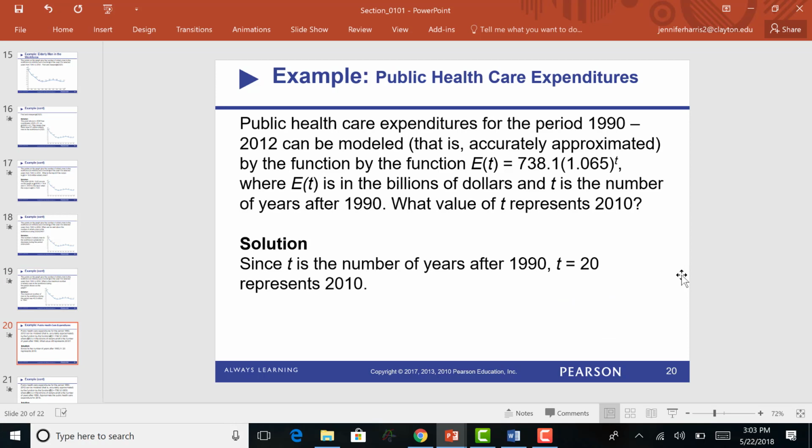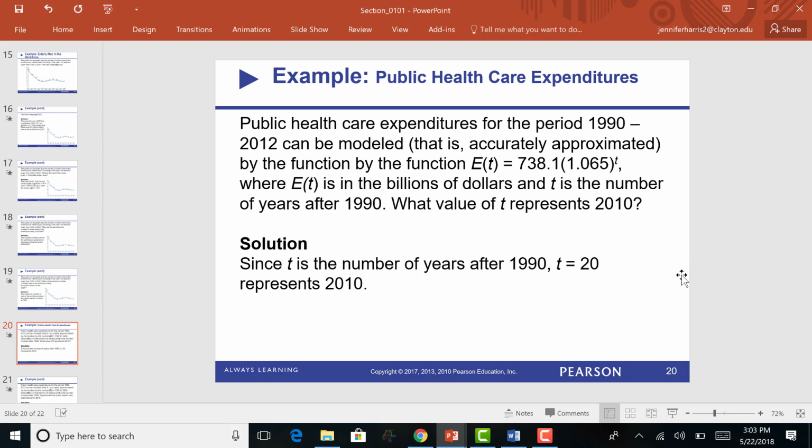All right, I think I got the last type of real world problem. Real world word problem: public healthcare expenditures. Do you know what that is? Public healthcare expenditures. What is that? How much money you spend on healthcare?